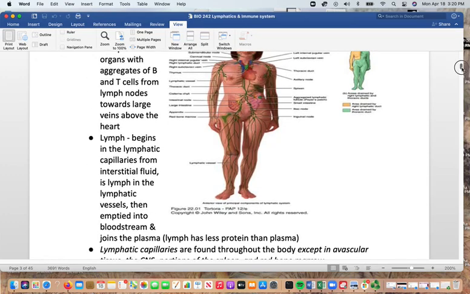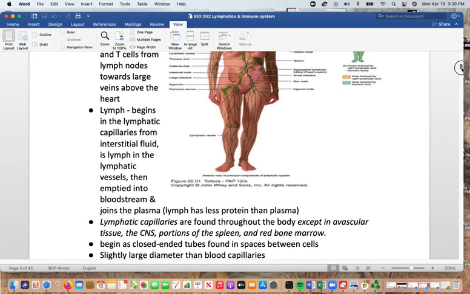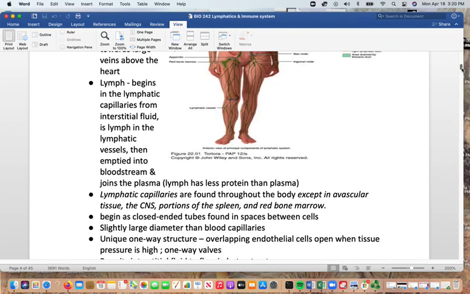So the lymph begins in the lymphatic capillaries and it's made from the interstitial fluid. It's the same fluid, it just changes names when it gets into the capillaries. And then it's called lymph when it's in the lymphatic vessels. It will eventually be emptied into the bloodstream and join the plasma. So the lymph has less protein than the plasma.